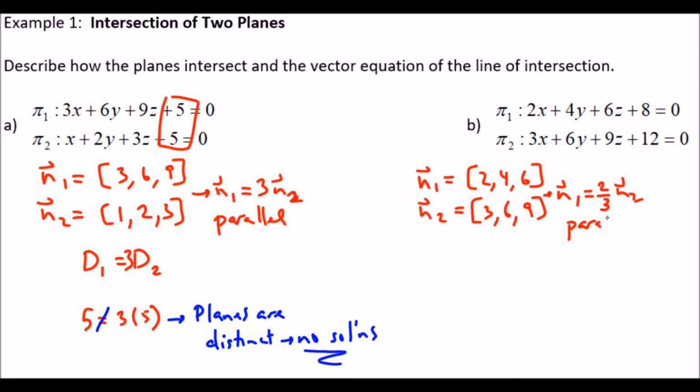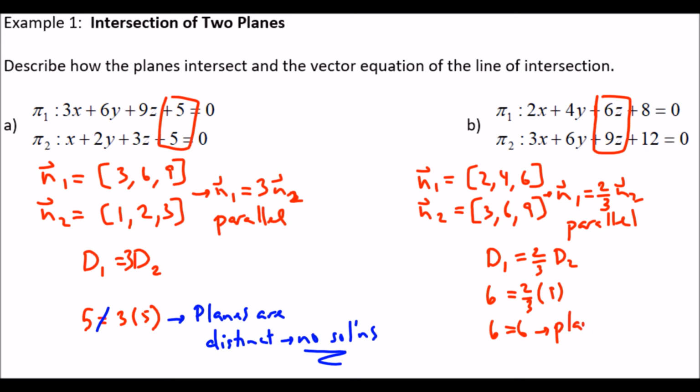All right, let's check out if they are distinct. So again, what I want to do is look at the d values here, and I want to see does d1 equal 2/3 d2. Well, let's check that out. So 6 is equal to 2 over 3 times 9. And here that means 6 is equal to 6, which is definitely true. That means that the planes are coincident.